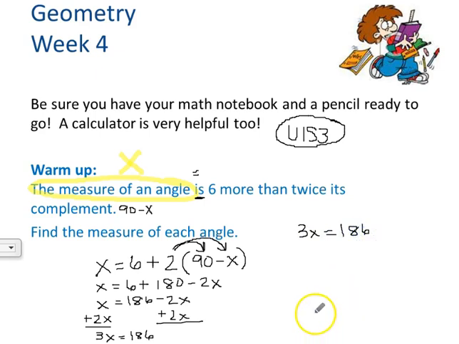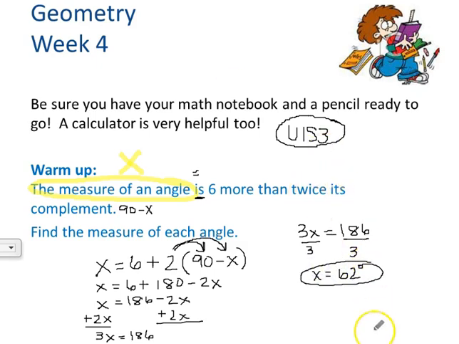All right. Now we're one step away from solving for x. We're going to divide each side by 3 to solve for x. So x is going to equal 186 divided by 3, which is 62.